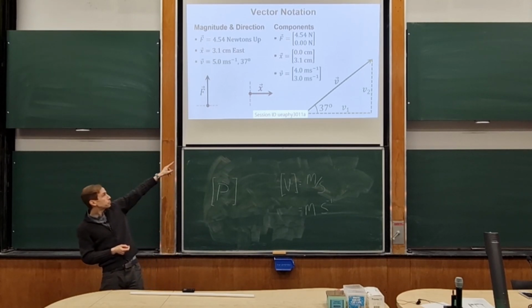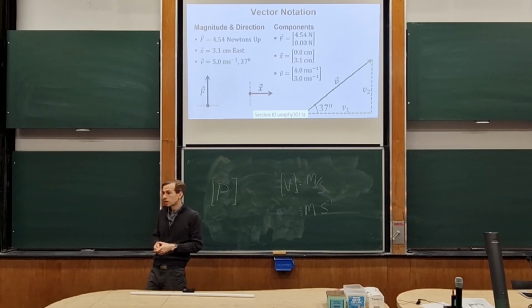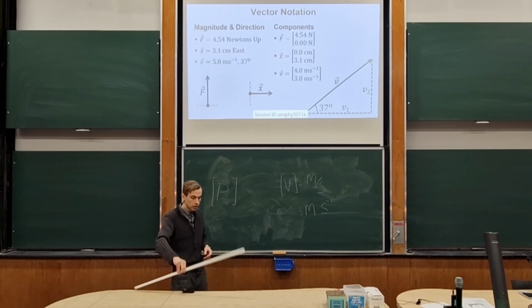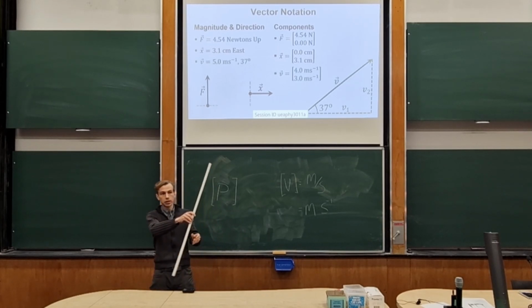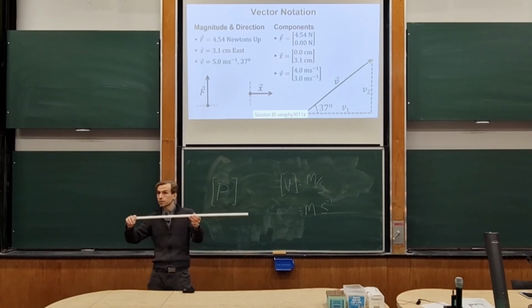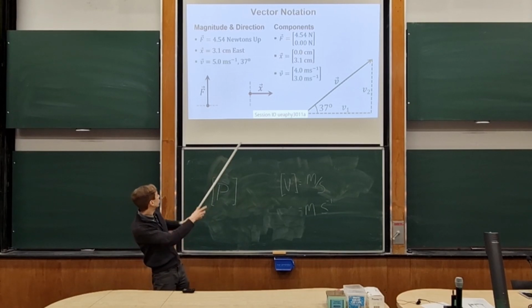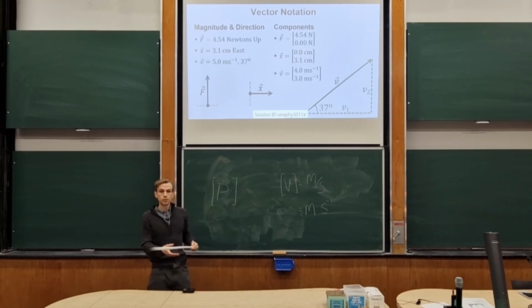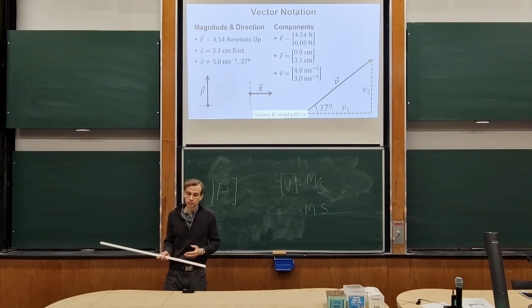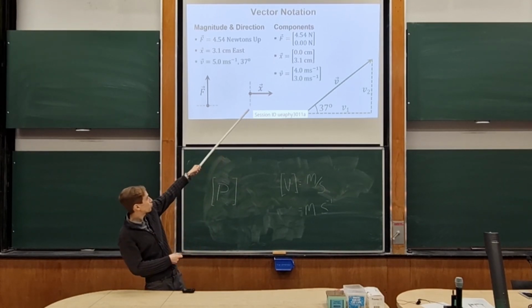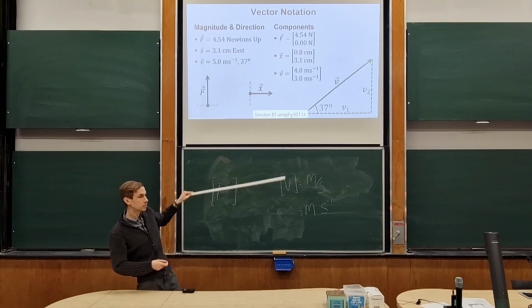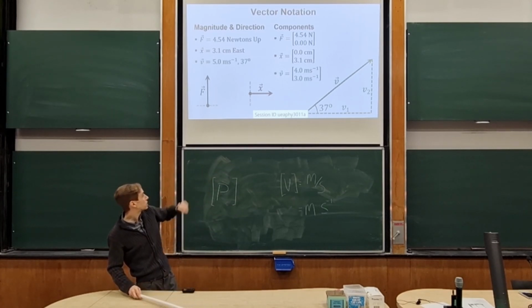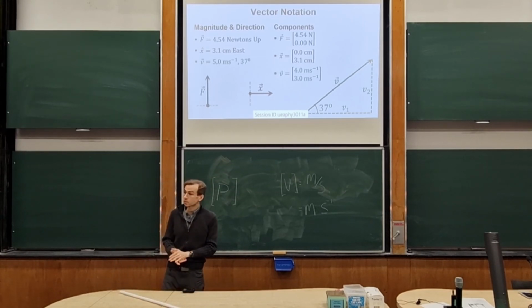If we look at this displacement vector here, 3.1 centimeters east, the components of our vector are how much north and south our vector is and how much east and west. Well, our vector doesn't have any north or south component, so that component is just 0. And then we're going 3.1 centimeters east. So the components of that vector look like that.